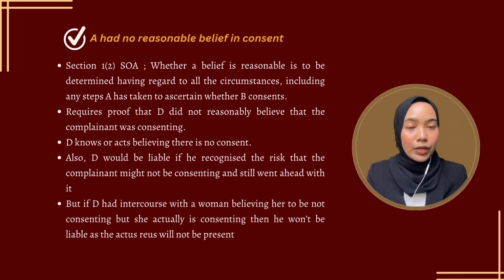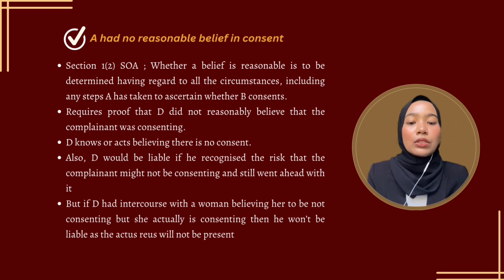So the next mens rea in rape is that A had no reasonable belief in consent. In Section 1, subsection 2 of the Sexual Offences Act, whether a belief is reasonable is to be determined having regard to all circumstances, including any steps A has taken to ascertain whether B consented or not. So, it requires proof that the defendant did not reasonably believe that the complainant was consenting.